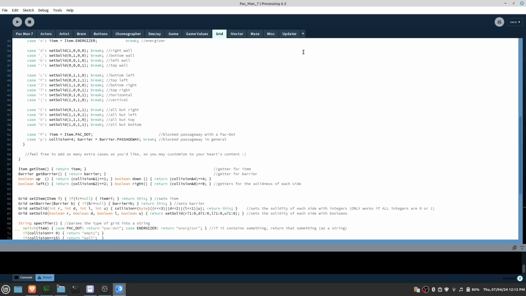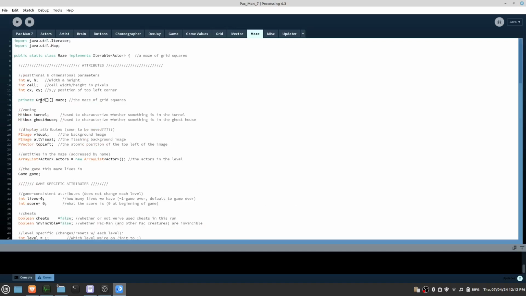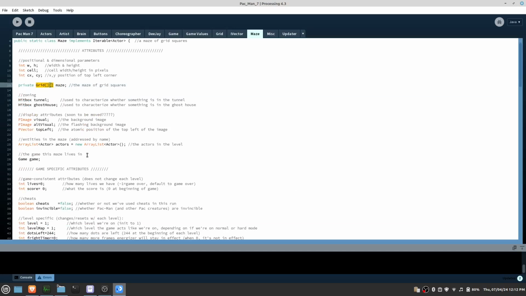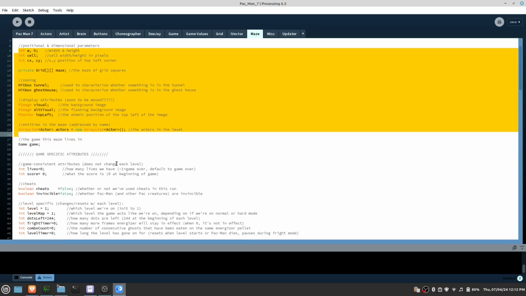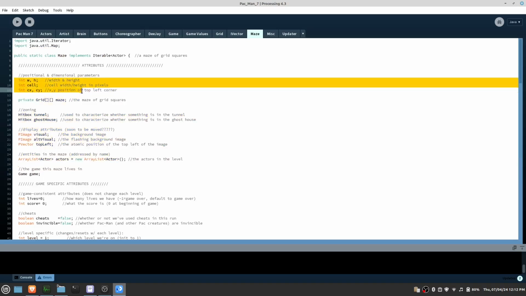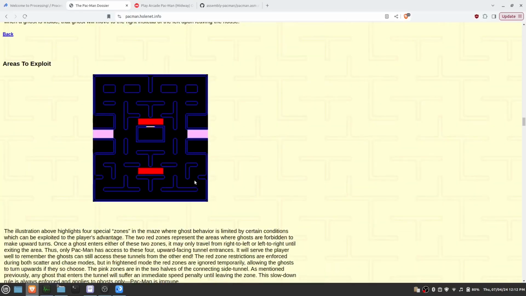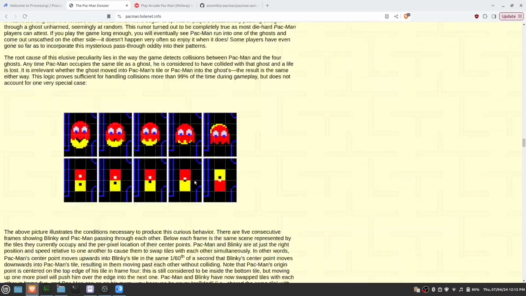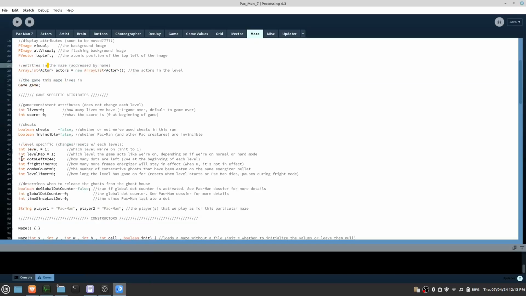So it encodes all the important information about each tile, and in addition to that, we have the maze, which holds the 2D array of grid squares, as well as a bunch of other important information like how things are drawn, the list of actors, because the ghosts in Pac-Man are considered actors because I can't call them characters. That name is taken. But yes, we have the list of actors in the game.